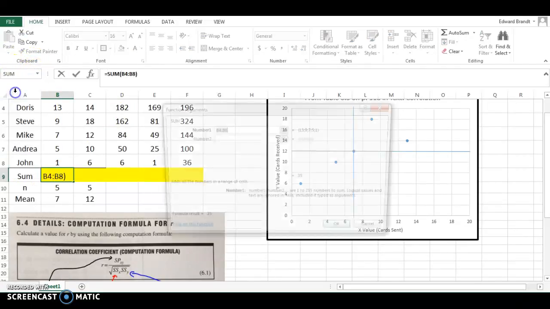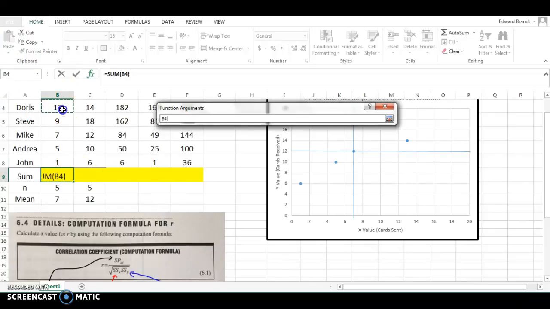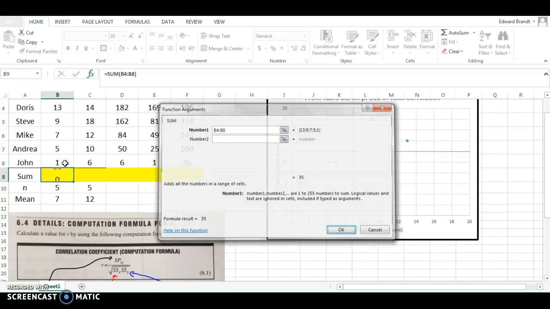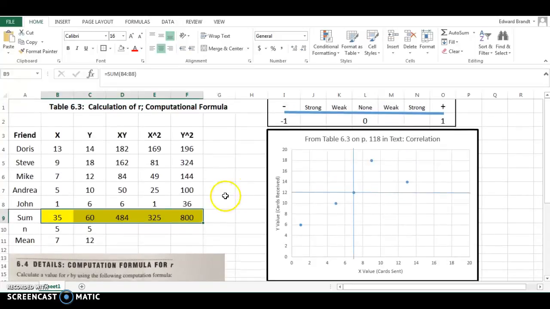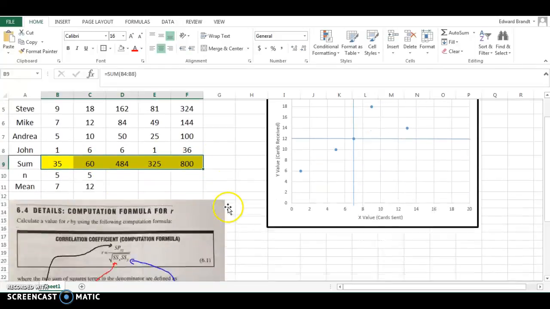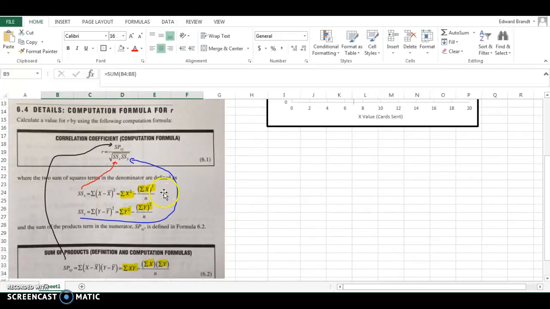I'm going to change this to sum. I highlighted these columns and I hit enter. And then once I click on that 35, I can then drag it underneath each of these. Now I have the sums that I need. And these values in yellow correspond with these values in yellow for that computational formula.